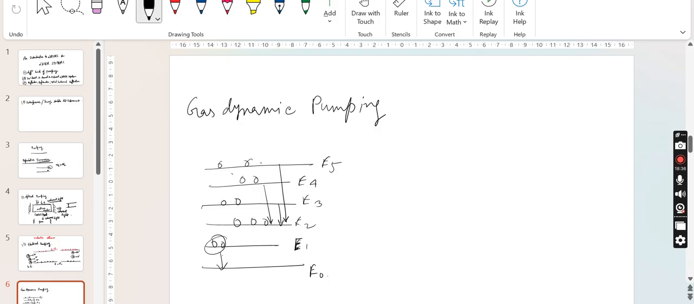So all the atoms which were in E2, E3, E4, E5 are now at E2. And the atoms which were at E1 come to the ground state. This is how population inversion is established between E2 and E0. This is the method of gas dynamic pumping. Here is another kind of pumping, that is chemical pumping.